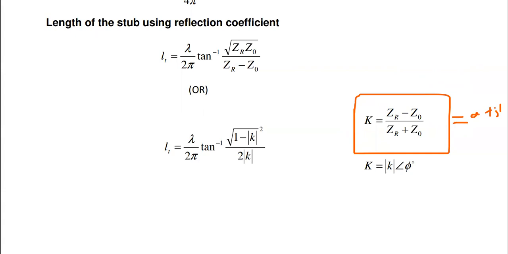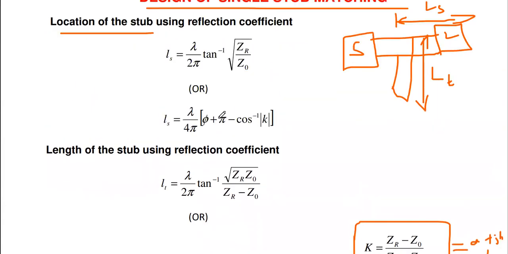This is real plus imaginary, rectangular coordinates, so convert it into polar. When converting into polar, we write the reflection coefficient equal to modulus of k with angle phi. The magnitude of the reflection coefficient is modulus of k, and phi is the angle of the reflection coefficient. In the formula, cos inverse of modulus k uses the magnitude. After calculating the modulus value and the phi value, you may substitute into this formula, and we will get the location of the stub.